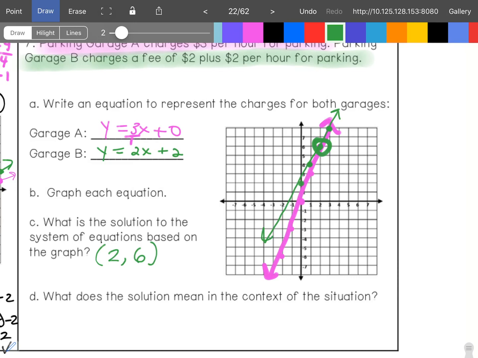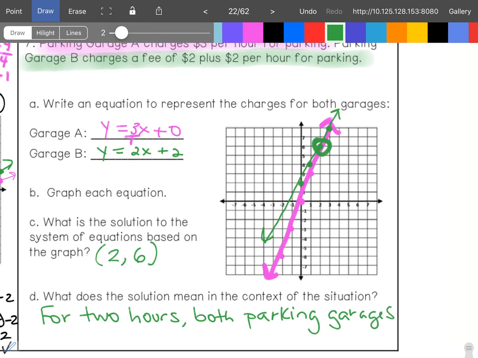What does the solution mean in the context of the situation? What that would mean is for 2 hours, both parking garages would charge $6.